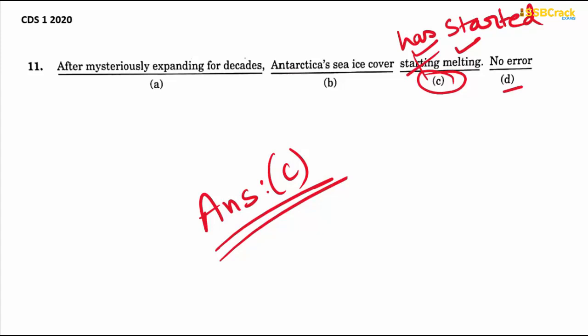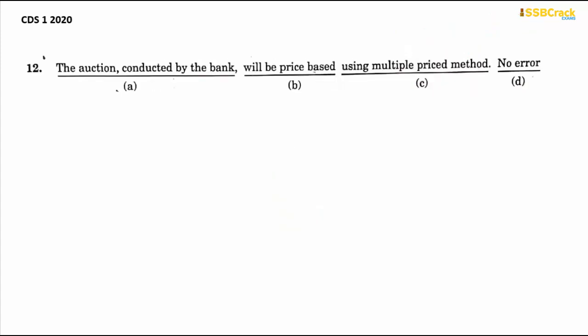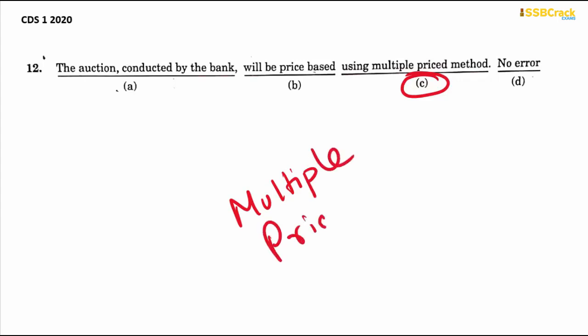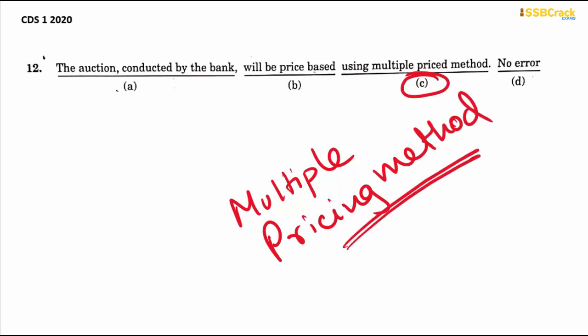Okay, moving on to the next sentence. The auction conducted by the bank will be price based using multiple priced method. Again, there is a wrong usage in part C of the sentence. It should not be multiple priced method. It should be multiple pricing method. That is the way this term is used. Therefore, your answer is again option C, because part C of the sentence had this incorrect term.